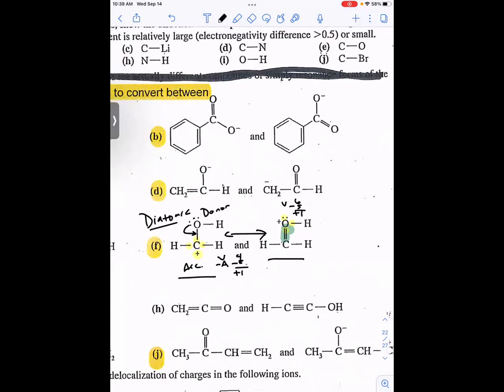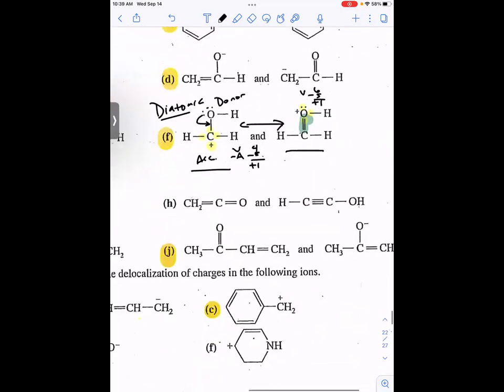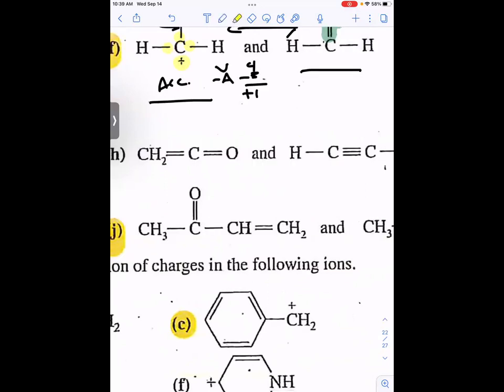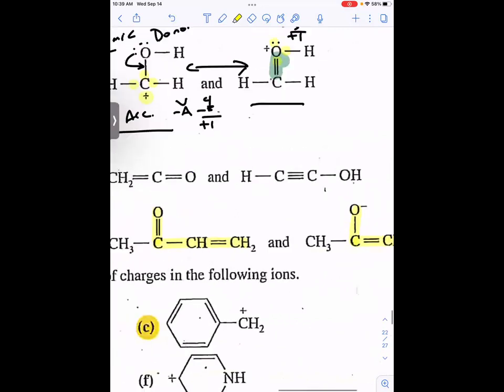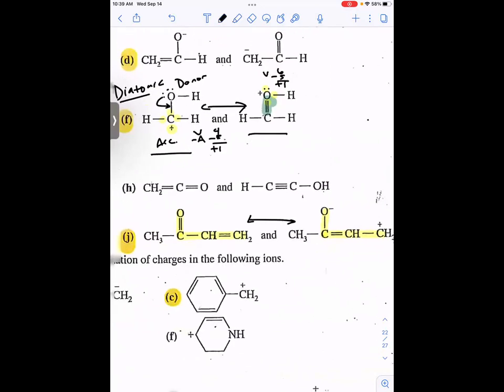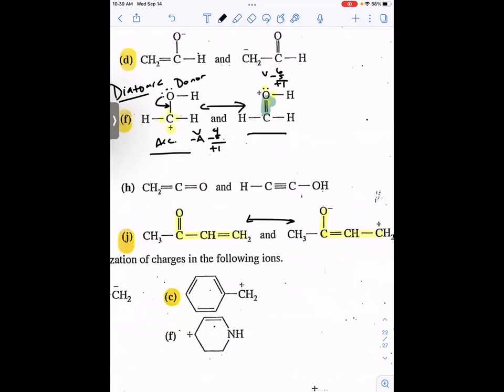All right, I think I want to do one more because this will drive home the point that we just looked at with that croconate structure. How do we go from the structure on the left to the structure on the right? Look at what changed. What changed in that structure on the right?